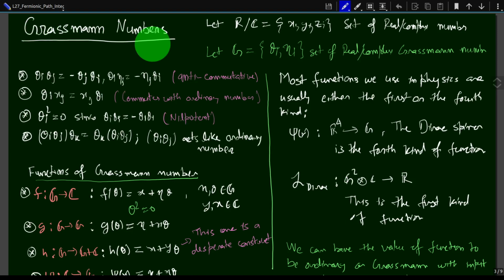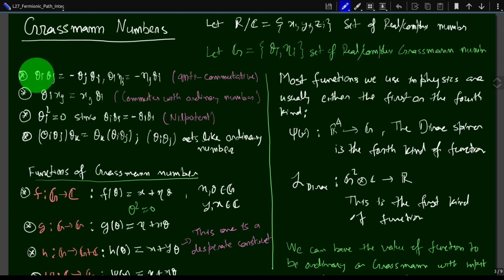So this is called the Grassmann numbers. Let x_i, y_i, and z_i be the set of real or complex numbers, and eta_i's and theta_i's will be the set of real or complex Grassmann numbers. We start with the real Grassmann number and we'll come to the complex one later, but the same properties will be satisfied for the complex ones as well.